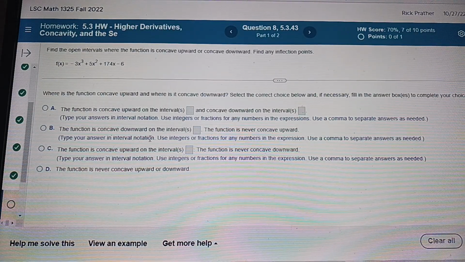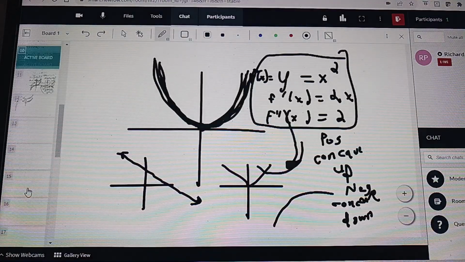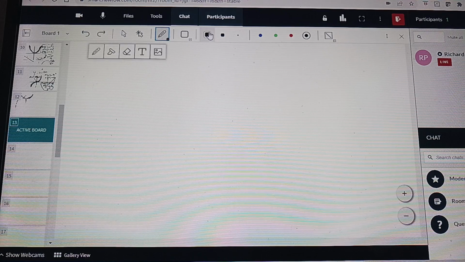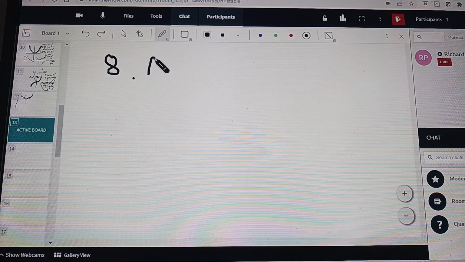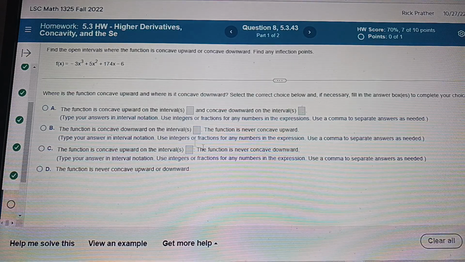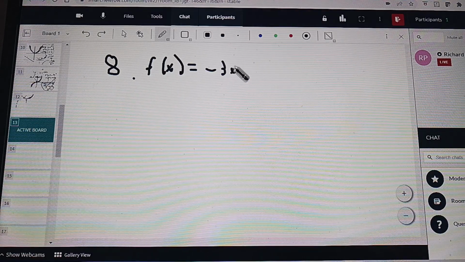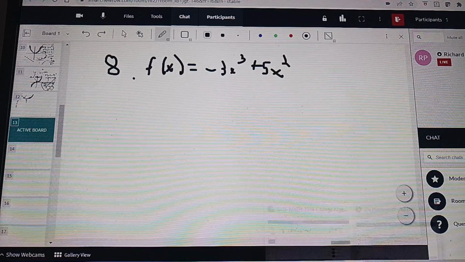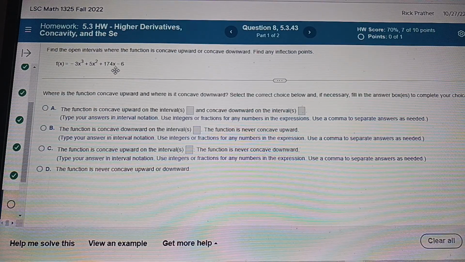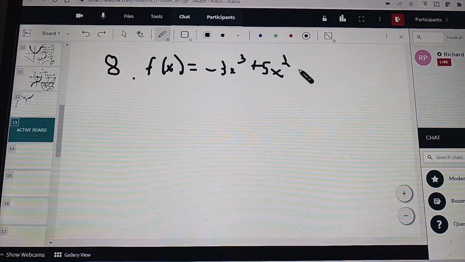Okay, now let's try to do it without a graph given. It's the same directions. When is it concave up? When is it concave down? Find any inflection points, but now we're going to do it from a polynomial. Here's number 8. F of x equals negative 3x cubed plus 5x squared plus 174x minus 6.